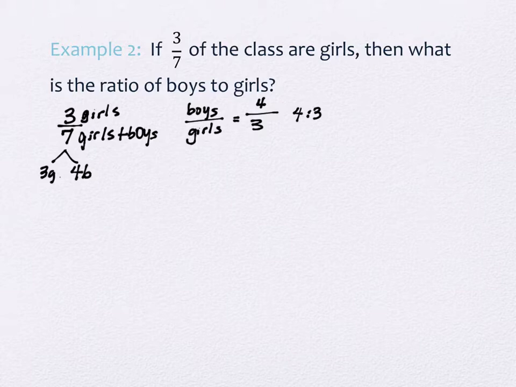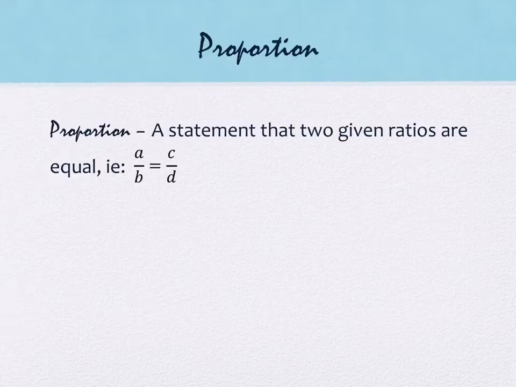All right, a proportion, because that's the whole point of this section. A proportion is a statement that 2 given ratios are equal. So this would be a proportion. We have one fraction on the left, one fraction on the right. We have an equal sign between them. This is a proportion, equality of a ratio.